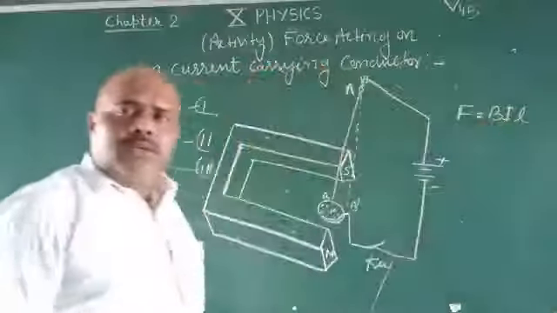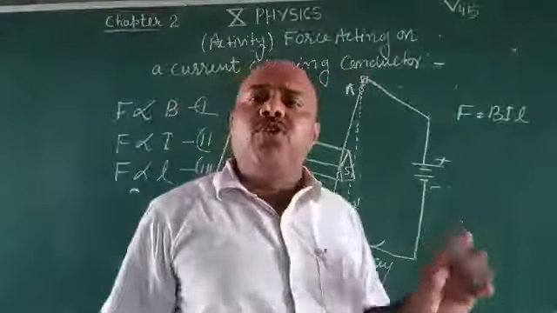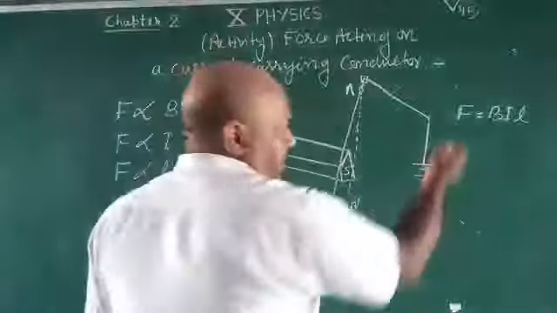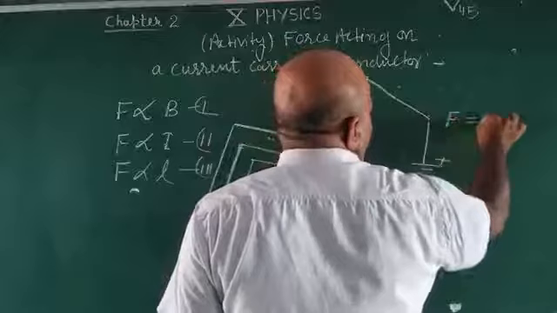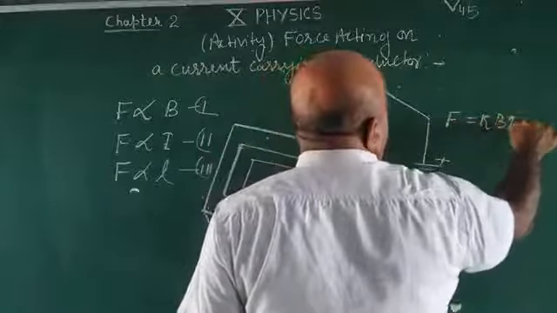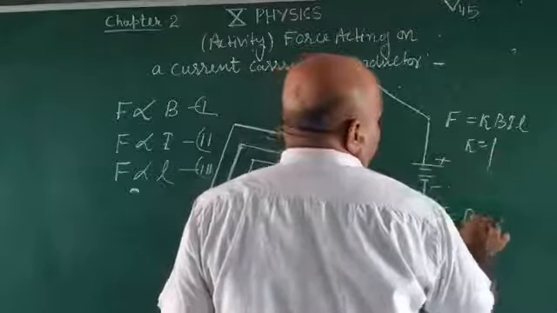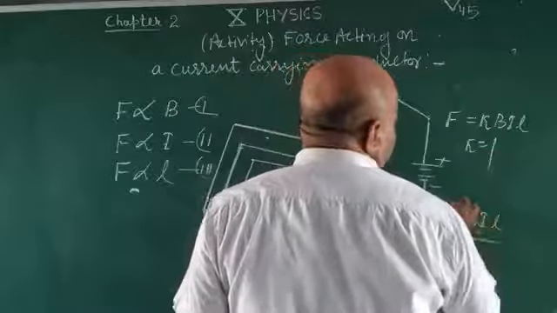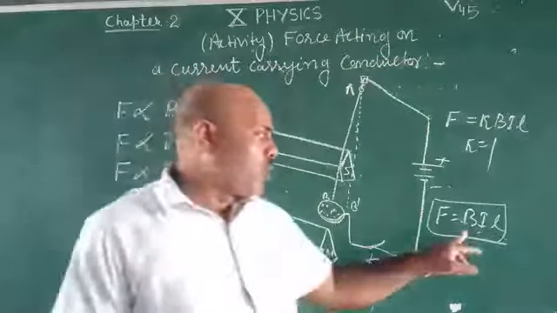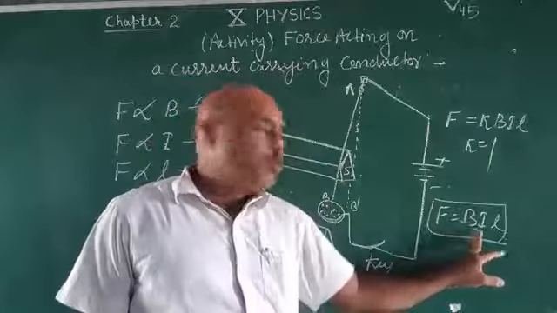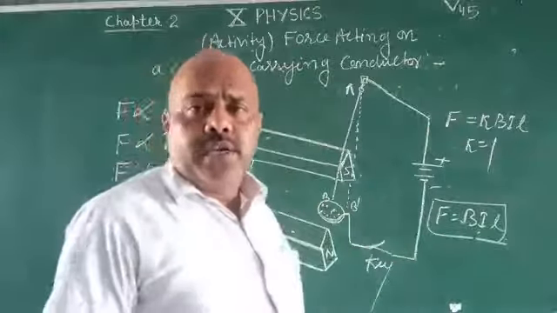Here we can use a proportionality constant. First of all, F is equal to constant K BIL. If K is equal to 1, then F is equal to BIL. From this equation we can find the force. If we are given, in a numerical problem, the strength of magnetic field, the current, and the length of the conductor, then we can find the force experienced by the current carrying conductor.